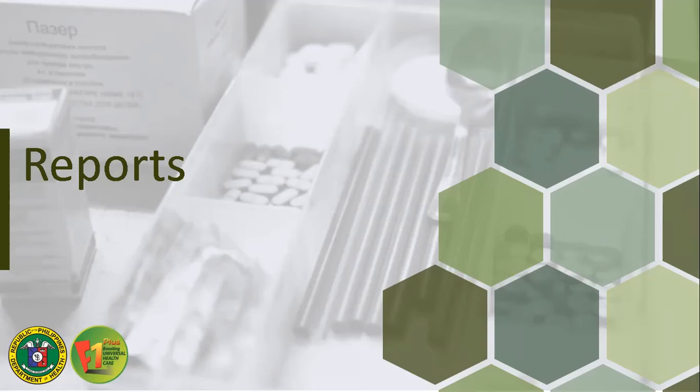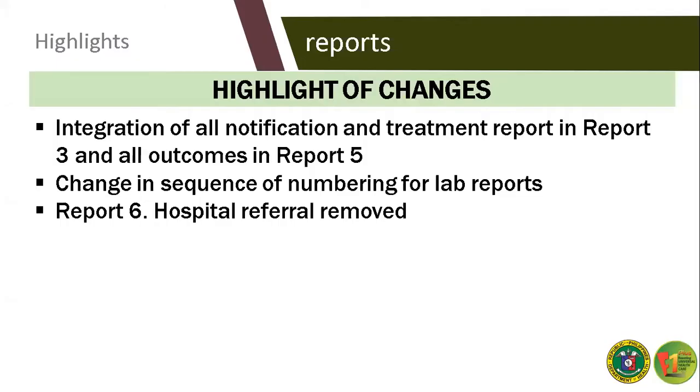If report is already overdue, send a letter to the PHO or CHO requesting reopening of the submission of report, indicating the reason for delayed submission. These are the highlight of changes. Integration of all notification and treatment reports in Report 3 and all outcomes in Report 5. Changes in sequence of numbering for lab reports. Report 6, hospital referral removed.